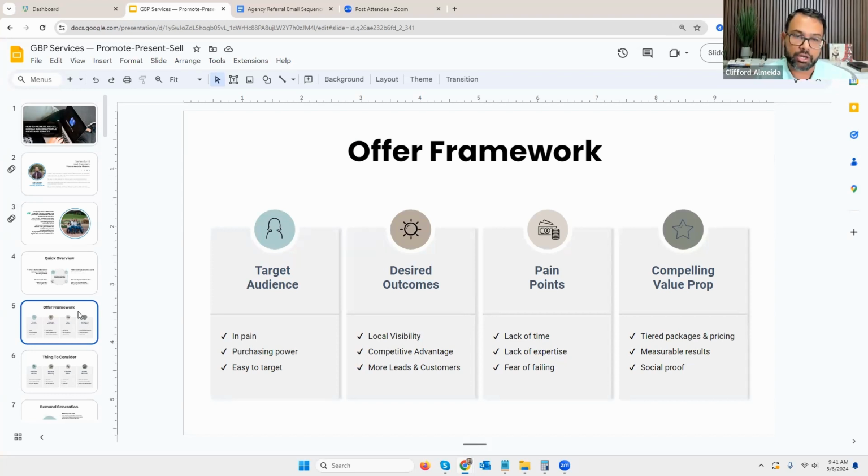So the first thing is a target audience. Everything we'll be sharing here is in context to a GBP offer. All right, so please look at it from that lens. If you are looking to offer GBP, obviously, if you don't know, you should be offering it to people that have a local business, right? GBP is not relevant or valuable for national companies, unless for some reason they have a strong local presence as well. So make sure you understand in your own business who you can offer this to that is a local business, who has a pain point where it's painful that they're not getting leads or lacking visibility or losing to the competition. Make sure they have purchasing power.